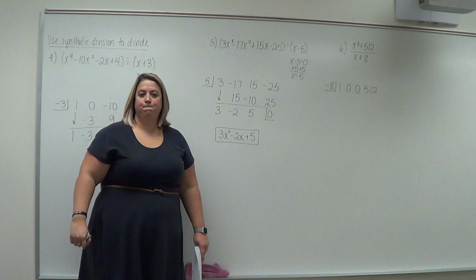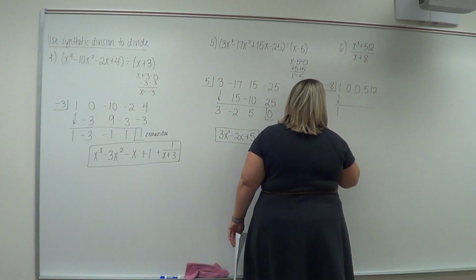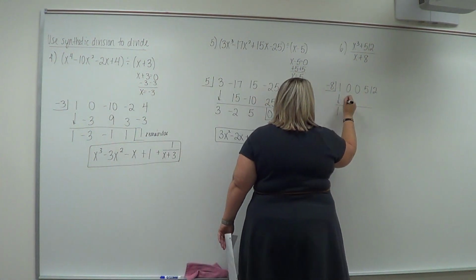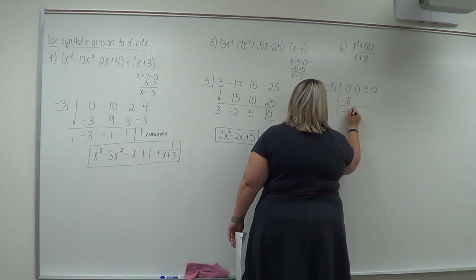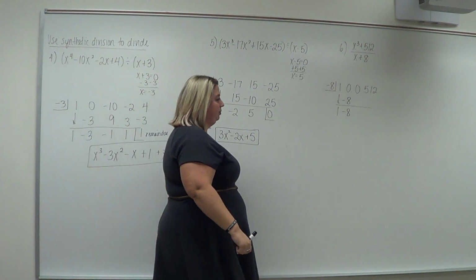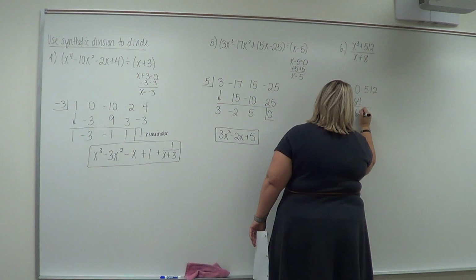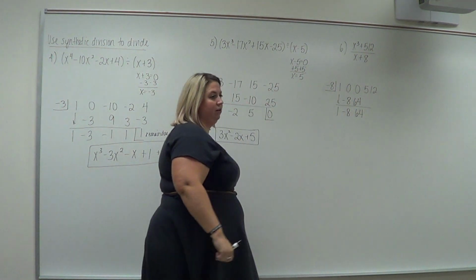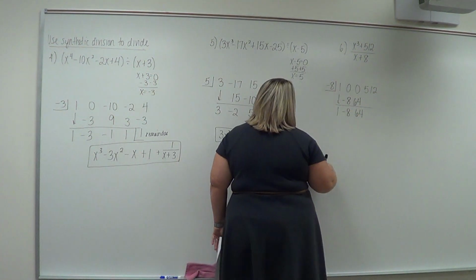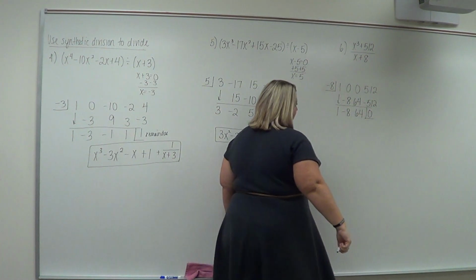Is everybody with me? Okay, then I would bring down the first number. I bring down the 1. Then I would multiply. Negative 8 times 1 is negative 8. 0 plus negative 8 is negative 8. Then I'm going to multiply. Negative 8 times negative 8 is positive 64. Add down to 64. Negative 8 times 64, negative 512. Add down, you get 0.